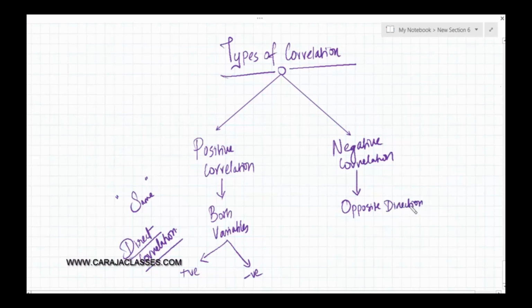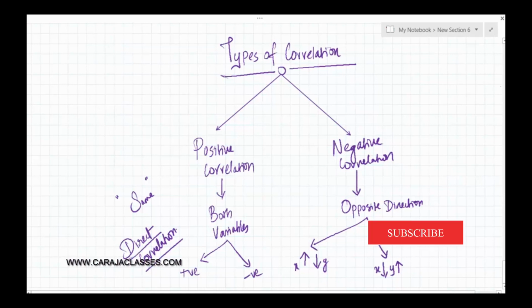And how does that happen? Let's say if one variable, say x, is going to increase, then the other variable, say y, will decrease. Or if one variable, say x, is going to decrease, then the other variable y will increase. That's why it is called negative correlation, and it is also otherwise called inverse correlation.